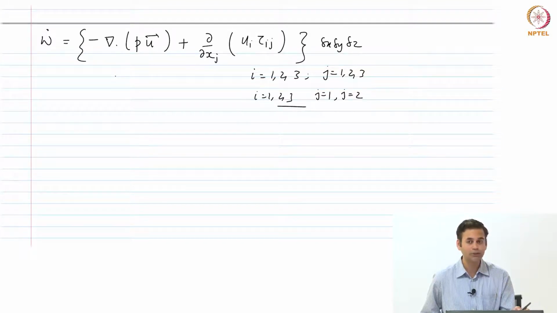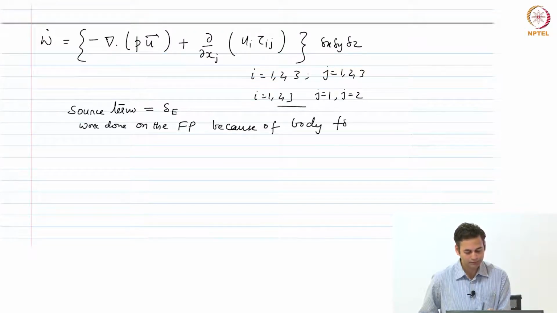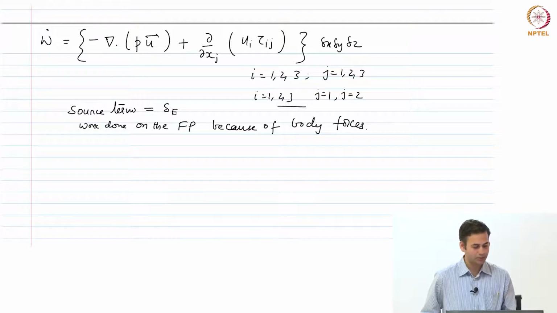Now, there is also an amount of work done because of gravity, essentially that one. So, that we will integrate using a source term, okay. Let us call this source term S_E, okay. This is because of the work done on the fluid particle, let us say because of body forces, okay. That is what we have.